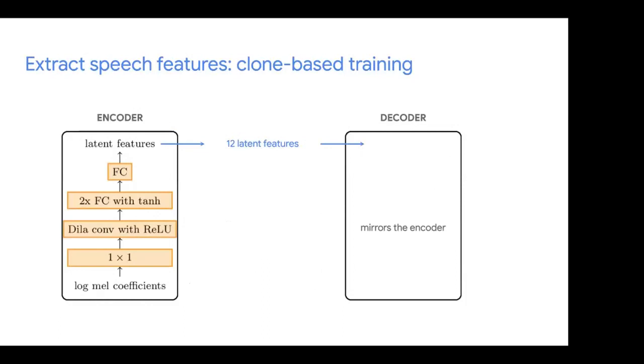Here are some details. We don't take the speech itself; we extract features and then get to another set of features. We take the log mel spectral coefficients and use a network with dilated convolutions, but also a few fully connected layers. From these, let's say 160 or 360 mel spectra depending on the setup, we try to learn 12 latent features. Then we have a decoder that looks the same but in reverse. It's very similar to an autoencoder structure, but remember, we have clones of these autoencoders.